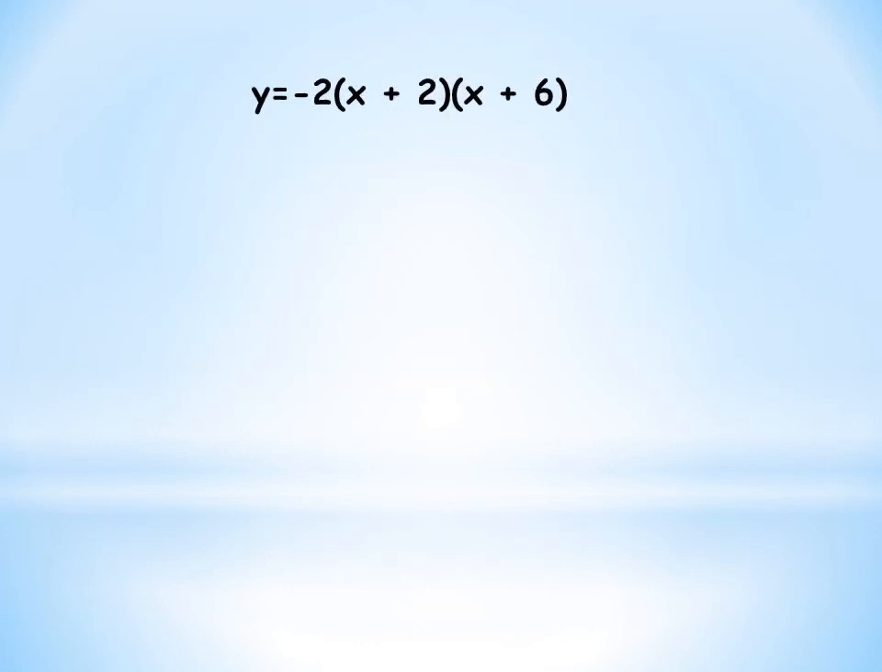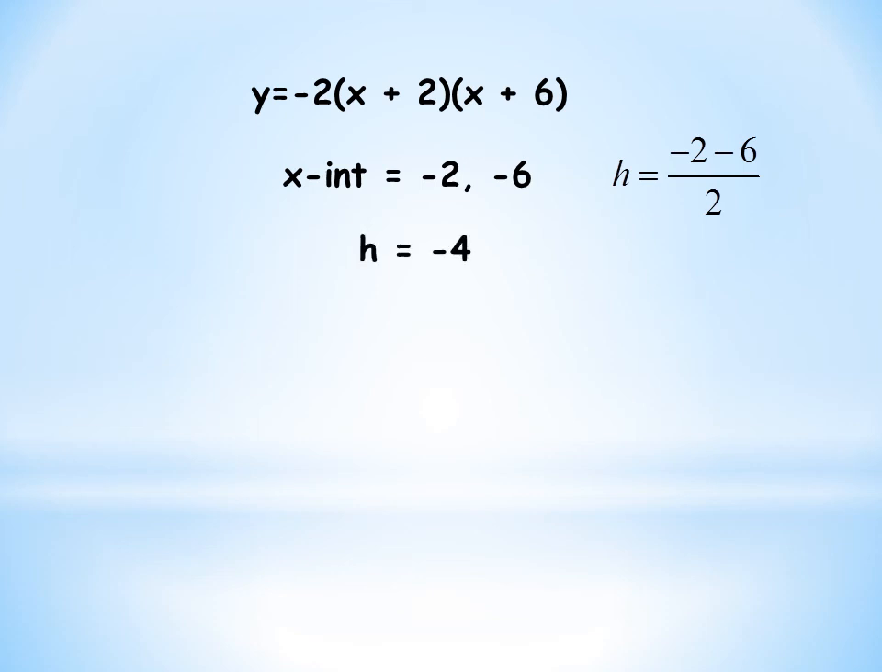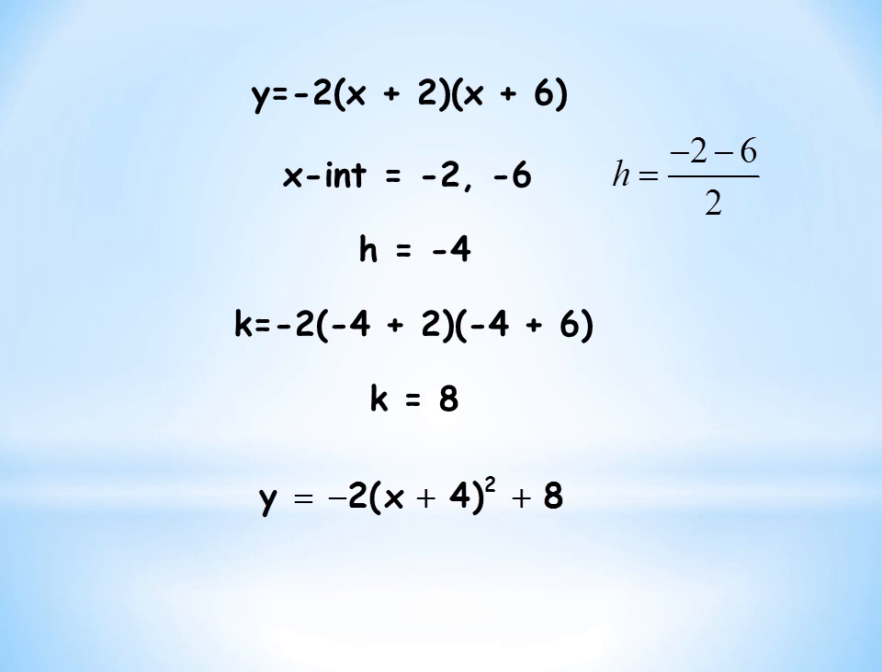All right, let's go ahead and try one more. The intercepts are -2 and -6. If I average those, I'll get -4. Plug that back into my equation. I get a k value of 8. I know my a value is -2, so I can plug all that information in, and I have this in vertex form. And again, now we can graph it.